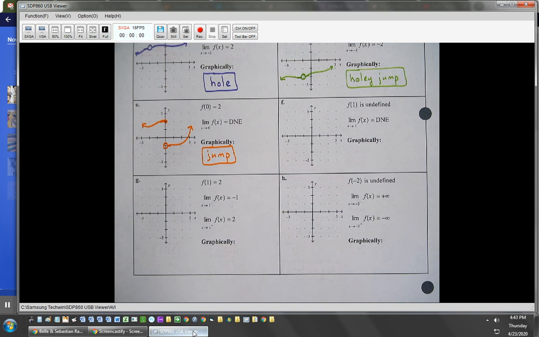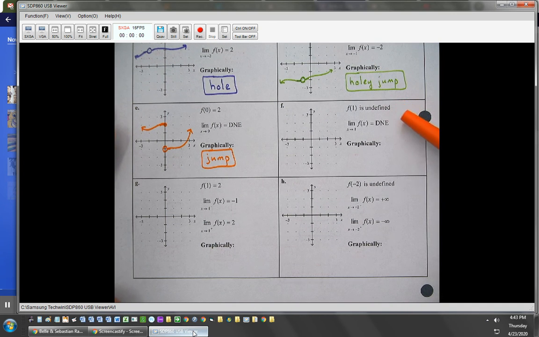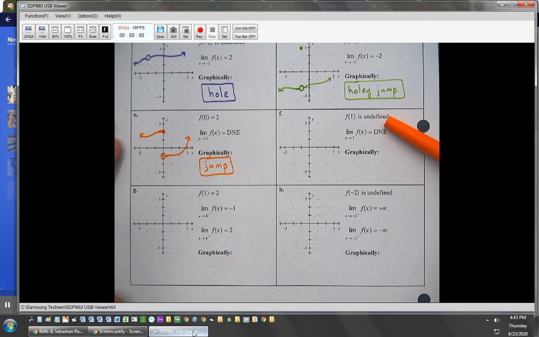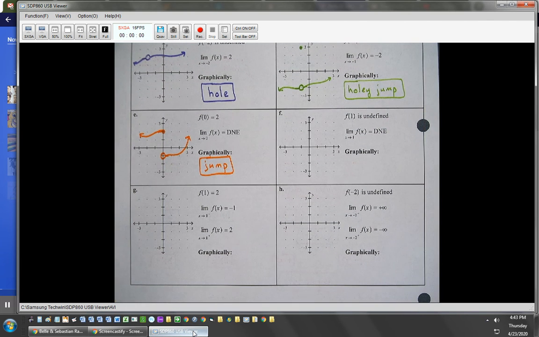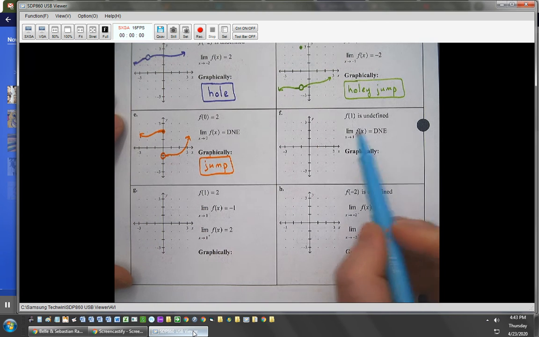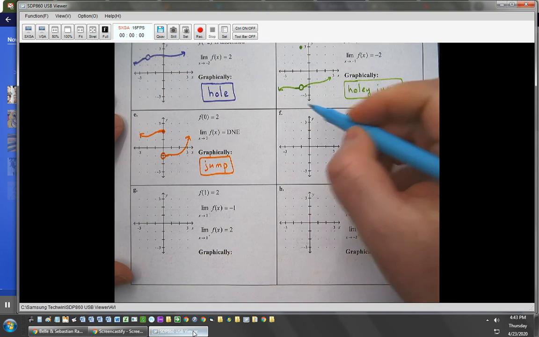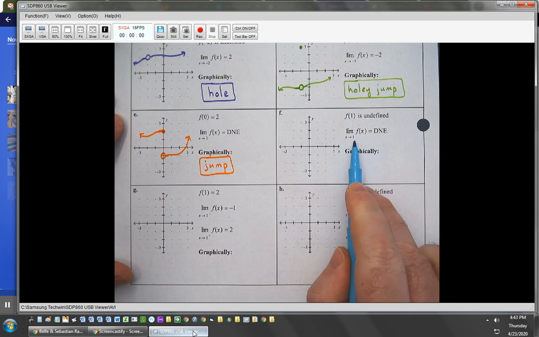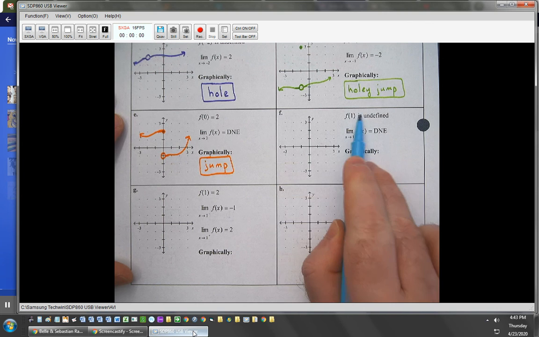All right, the next one, this is the easiest one to draw. You've got a limit that does not exist, so your branches don't meet, and you don't have a point there. The easiest way to draw this is with an asymptote. You can actually draw it another way, and I'll show you in a second, but I usually draw this with an asymptote. So my graph needs to not meet nor have a point.